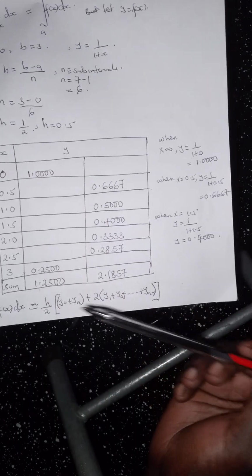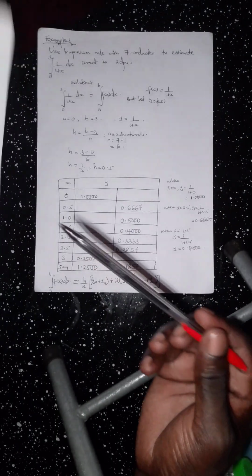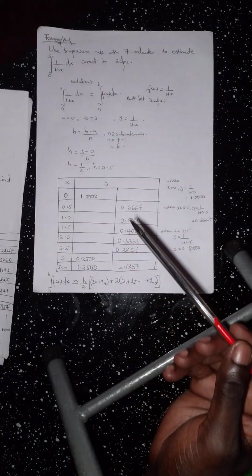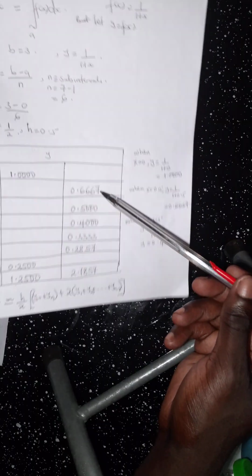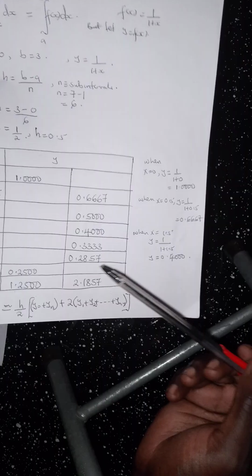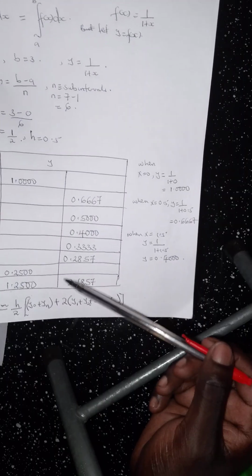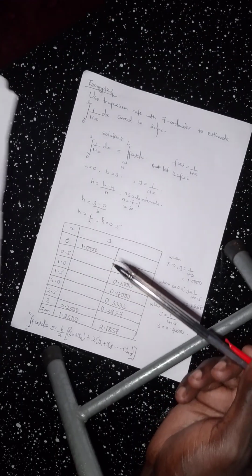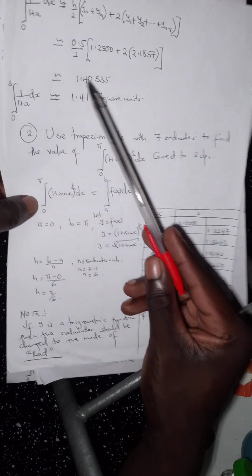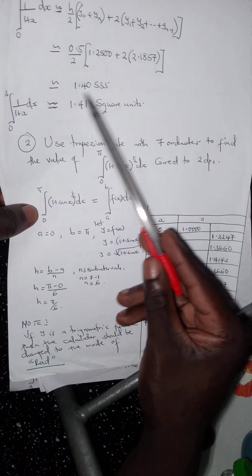It is this. Then where there is 2 times the sum of the other y values, we are going to get all our middle y values, which are these, and their sum is this. So we are going to get a 2 and we multiply it by this guy. So if you get a 2 and you multiply it by that guy, you will definitely have this.